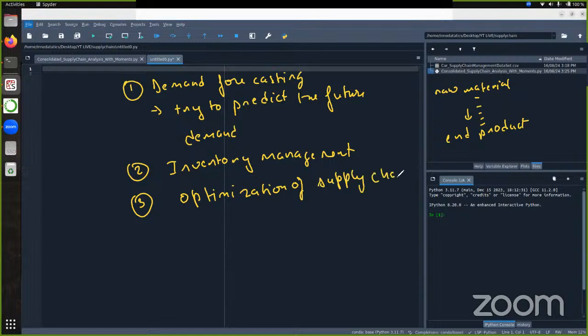So in optimization of supply chain, we will use mathematical models and algorithms to optimize the various different aspects of supply chain. We're going to look at production planning, transportation, warehousing, and distribution. The goal is to minimize the cost while meeting service level requirements.